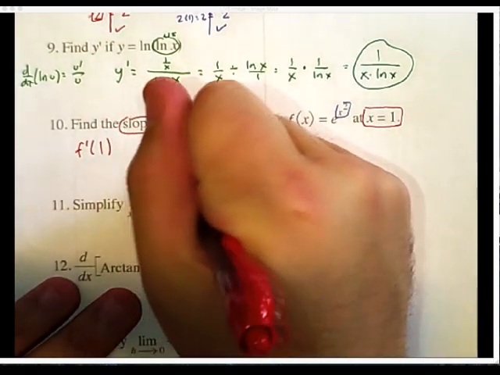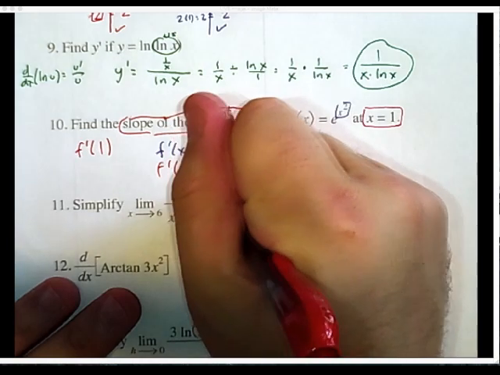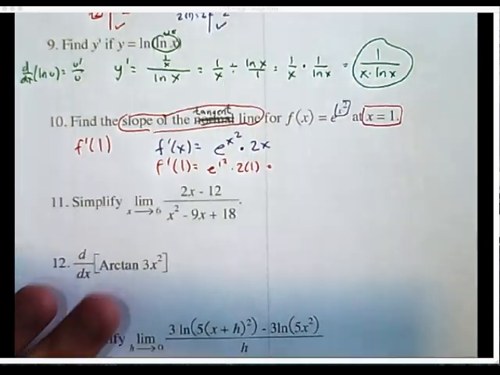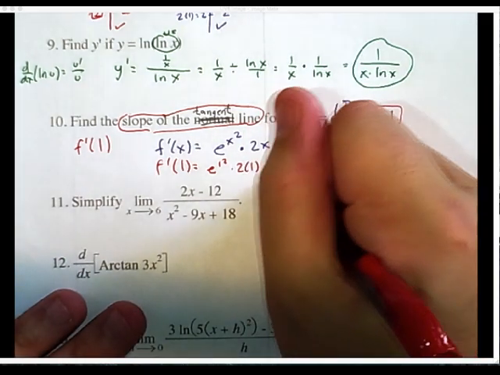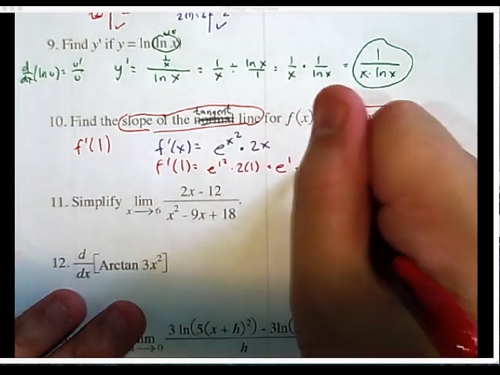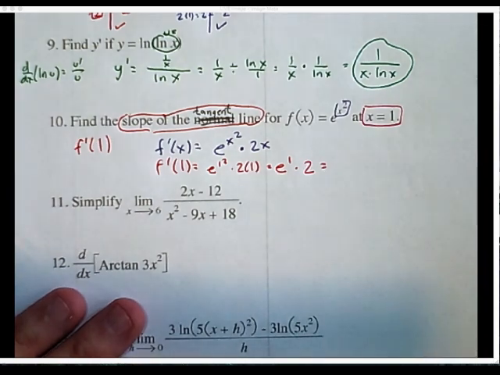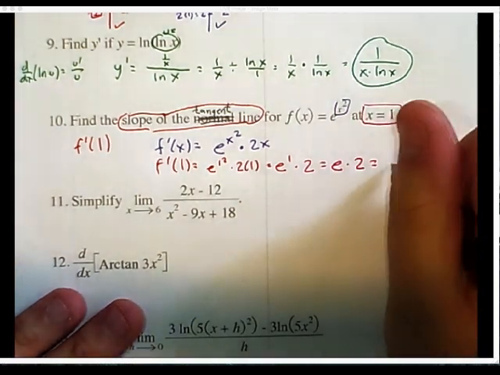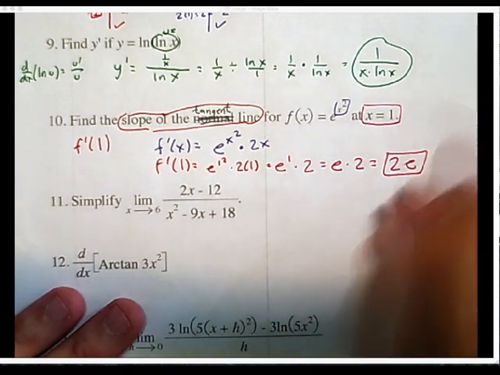Now to find f prime at 1, everywhere I see an x, I'm going to plug in 1. So 1 squared is 1. 2 times 1 is 2. So e to the first is just e. And e times 2, we usually write it as 2e.